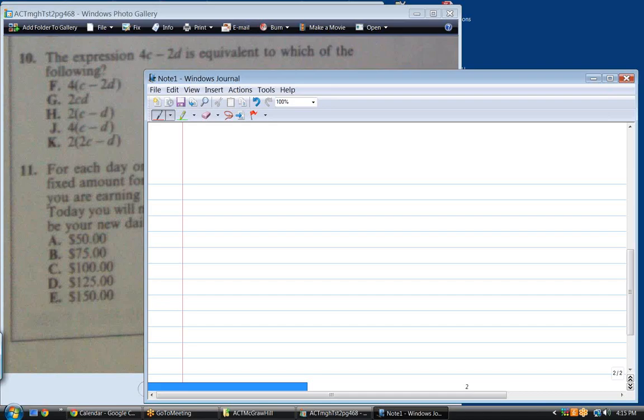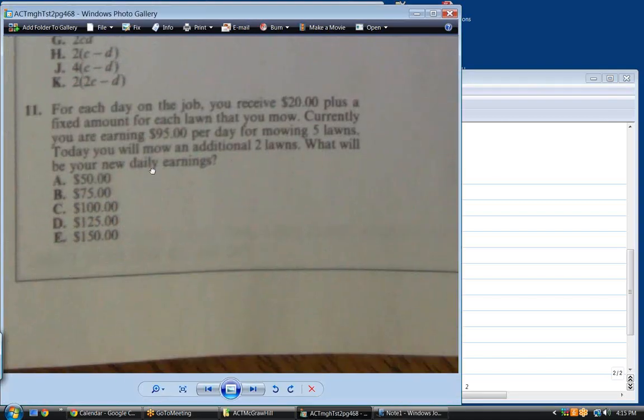What do you get for 10? And 10, you basically just have to go through each answer and see if it matches what you started. So K. That's K. It's 2 parentheses 2C minus D. Correct.